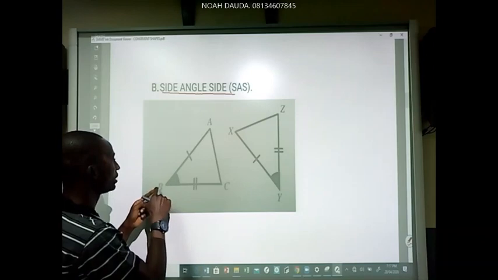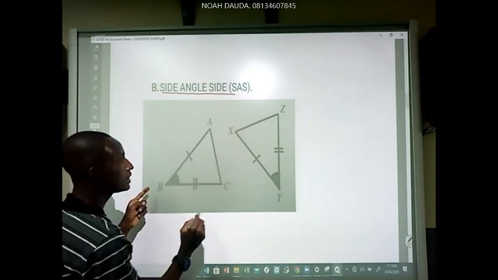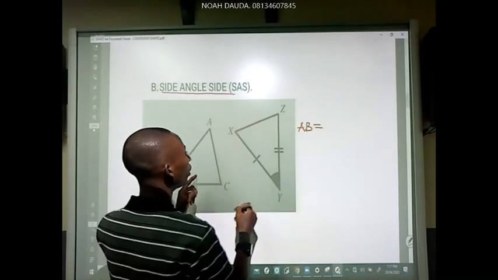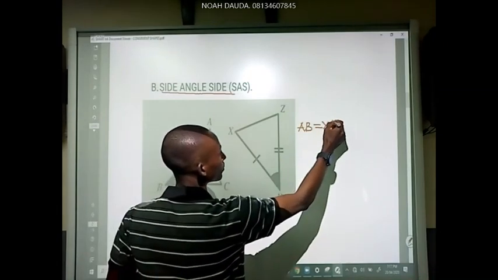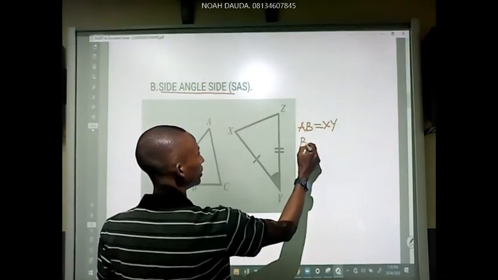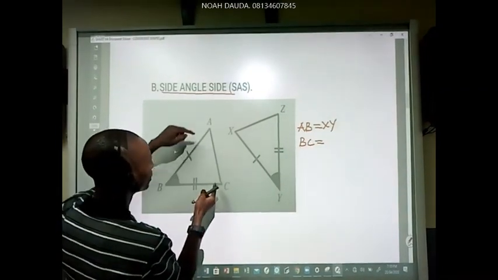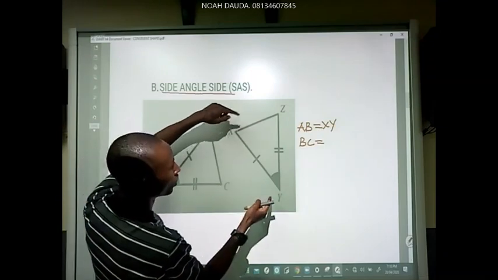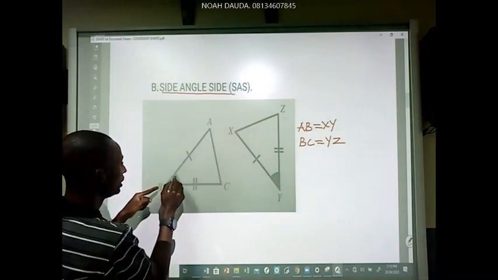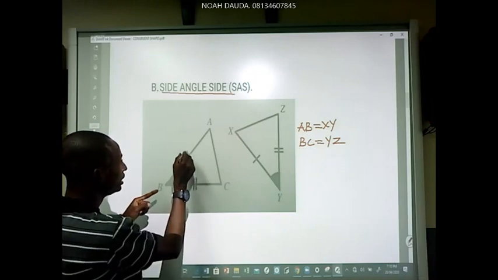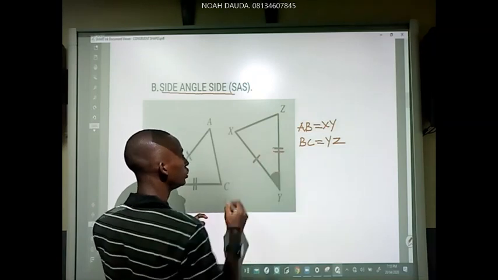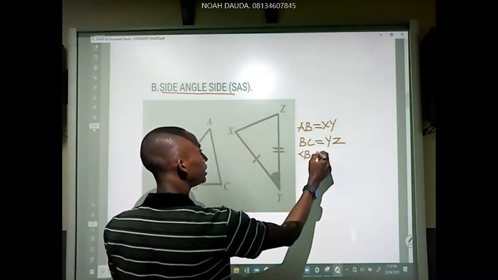When you look at side BA, here I can easily say that line AB is equal to line XY. In the same way, line BC is equal to line YZ. And let's take a look at this angle. This angle is in between this single line and this double line. This angle is in between this single line and this double line. That means angle B is equal to angle C.